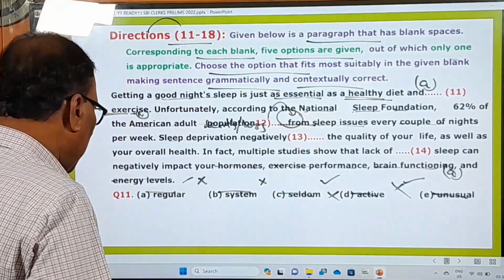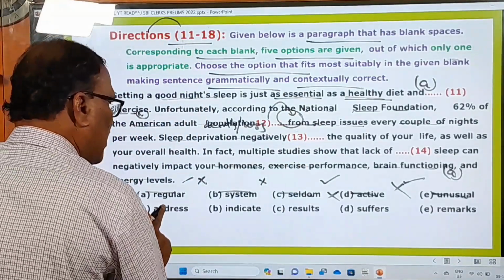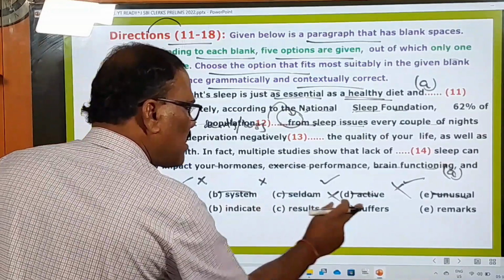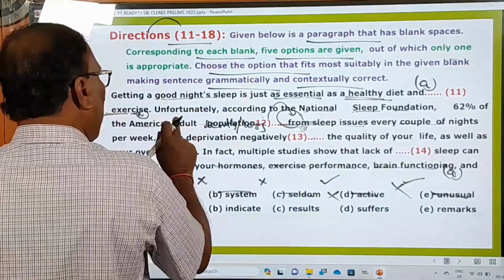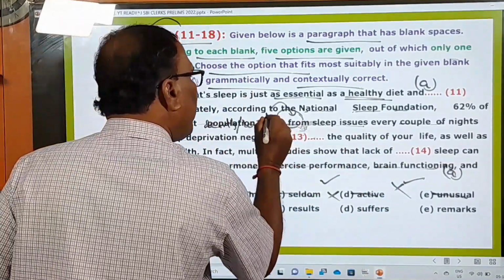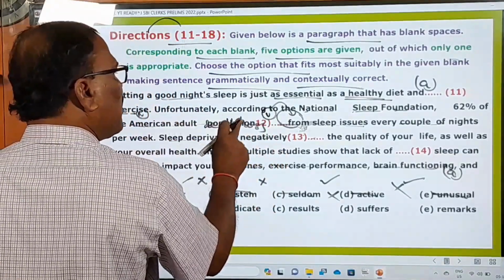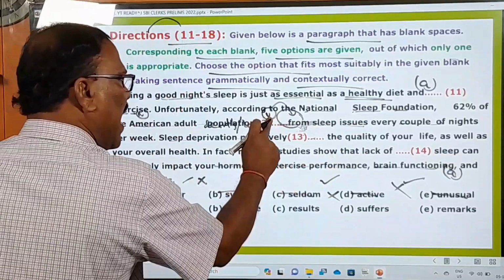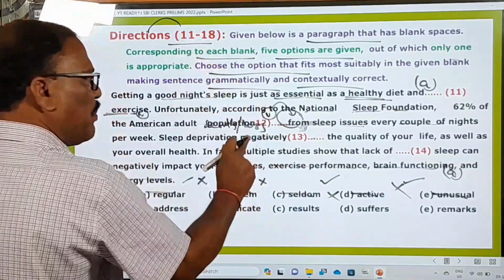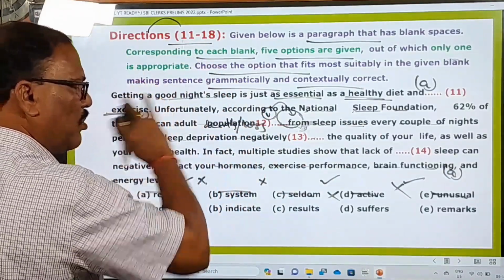And what are the options given here? Let us see that. Address, indicate, results, suffers, remarks. So in "American adult population dash from sleep issues," a verb is to be used in this blank, and there's no doubt about that.